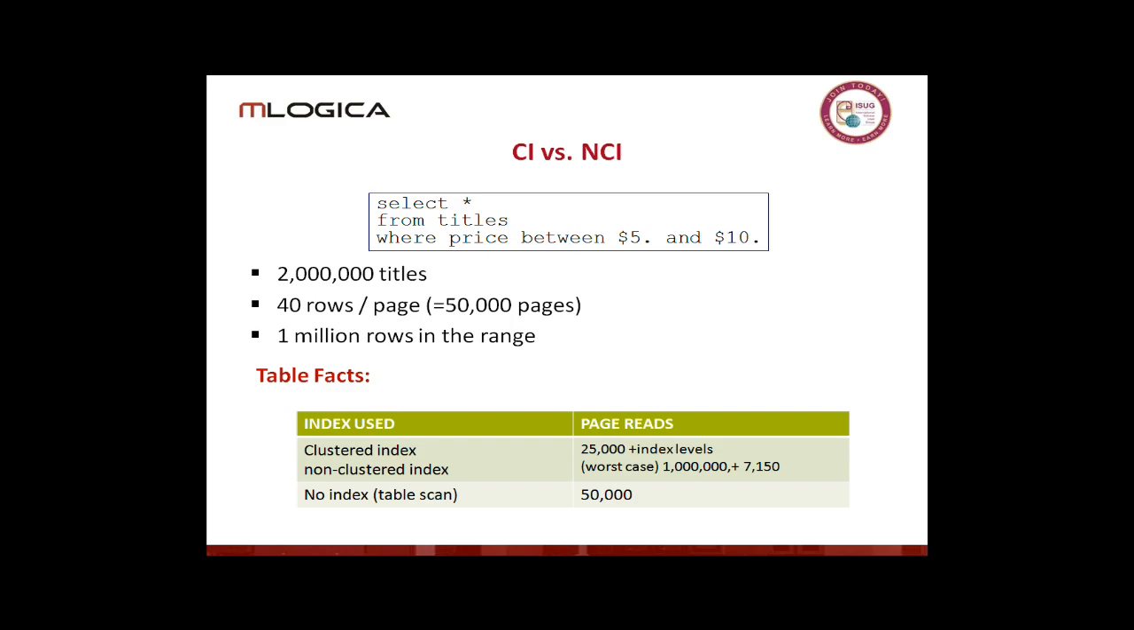For the non-clustered, we have 1 million pages defined, 1 million pages to request. 1 million is a lot bigger than 25,000. Non-clustered, not so interesting, especially when we see that the table scan only costs us 50,000. So 25,000 kind of expensive, 50,000 more expensive. Using that non-clustered index, bad idea.